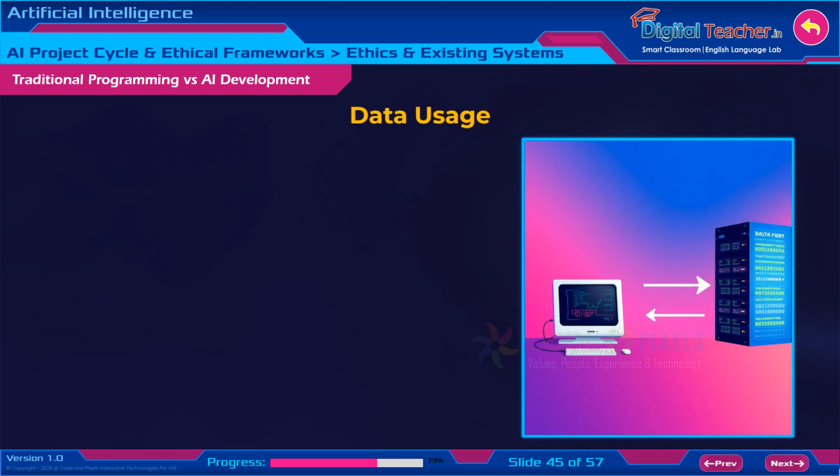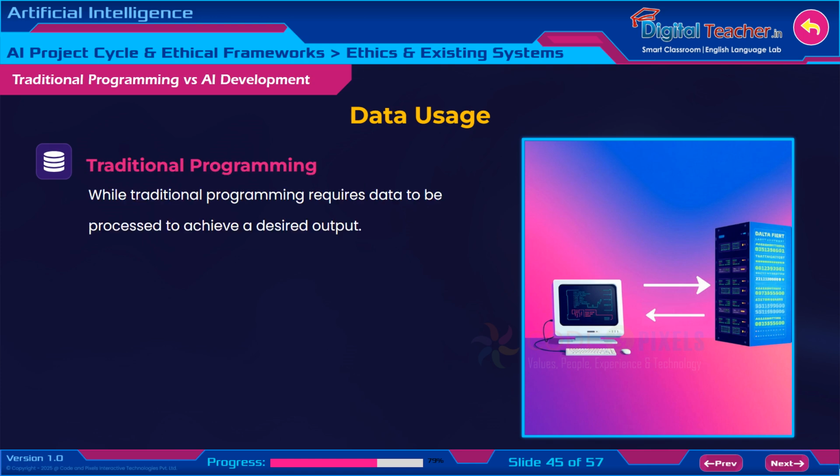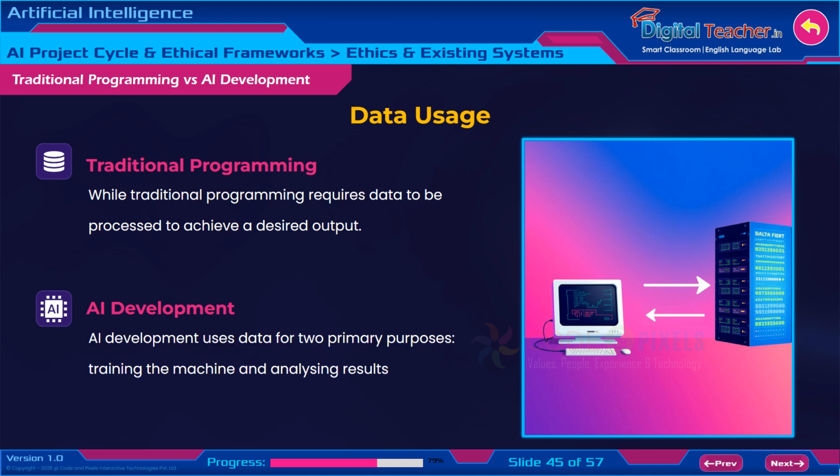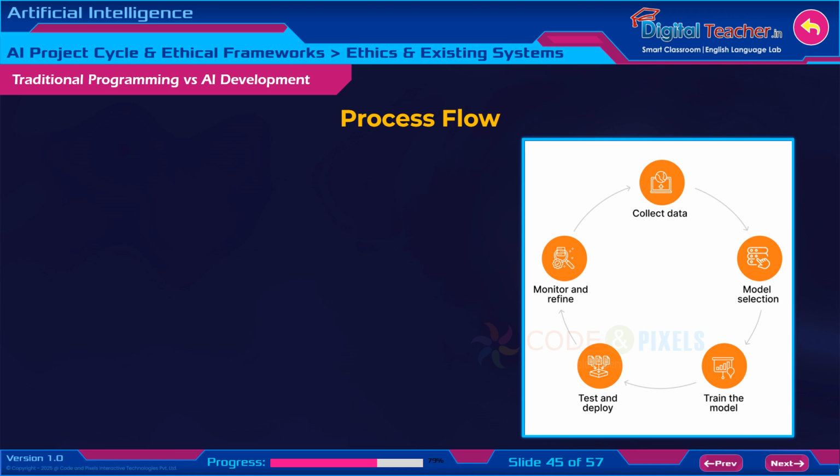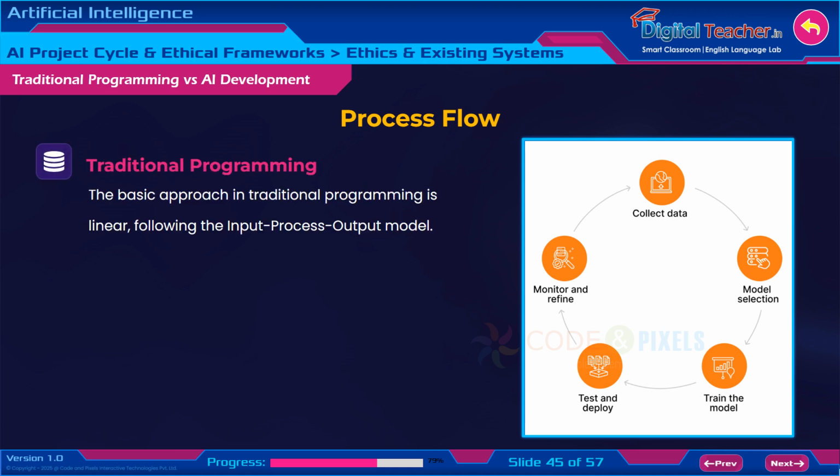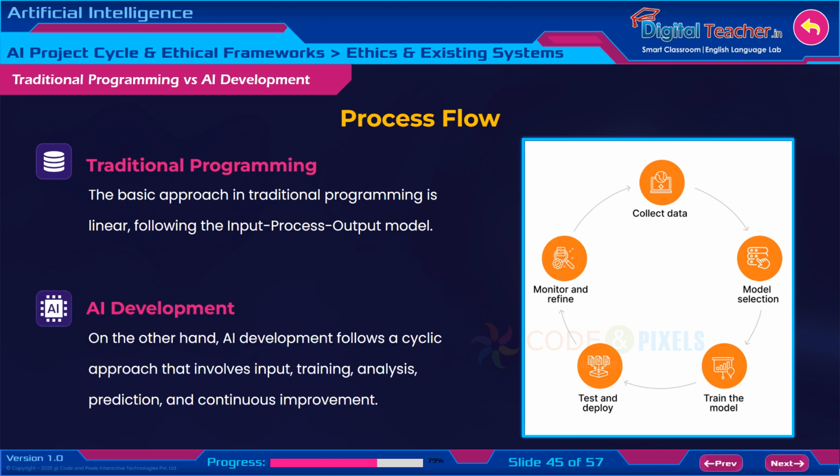Data usage. While traditional programming requires data to be processed to achieve a desired output, artificial intelligence development uses data for two primary purposes: training the machine and analyzing results. Process flow. The basic approach in traditional programming is linear, following the input-process-output model. On the other hand, artificial intelligence development follows a cyclic approach that involves input, training, analysis, prediction, and continuous improvement.